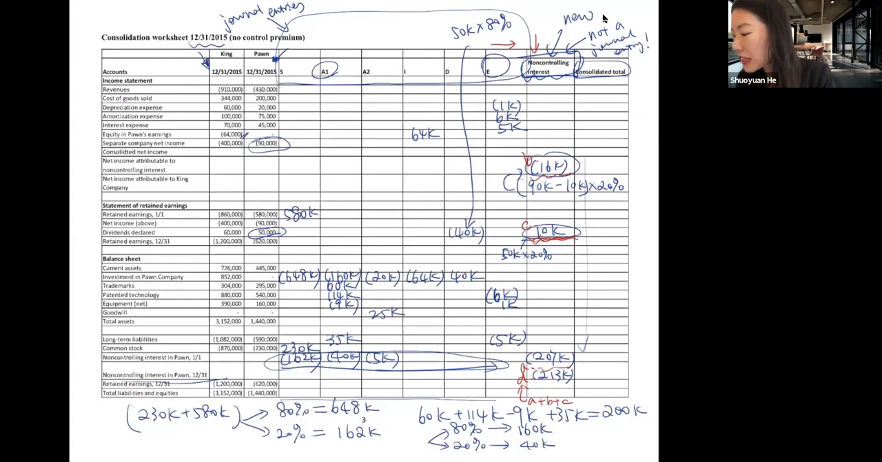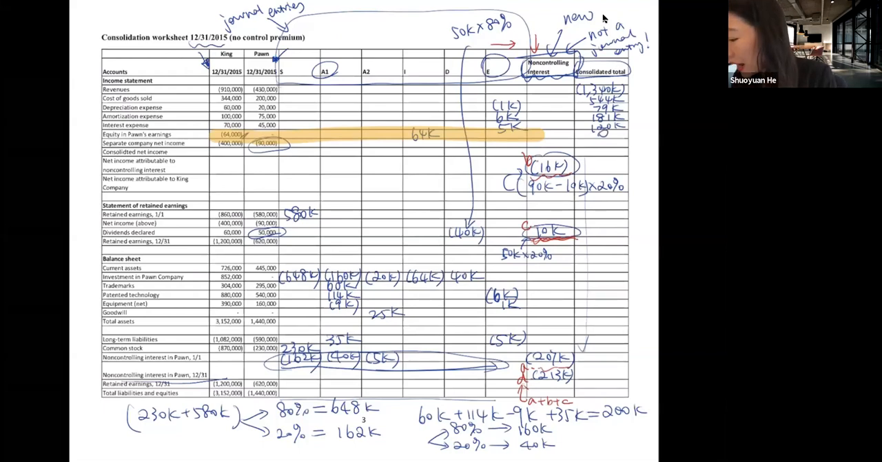And then for consolidated total numbers, we do something very similar as before. We add up almost everything horizontally. Revenue adds up to 1,340,000. Cost of goods sold is 544,000. Depreciation expense is 79,000. Amortization expense is 181,000. And interest expense is 120,000. The same as before, equity in subsidiary earnings should go to 0.